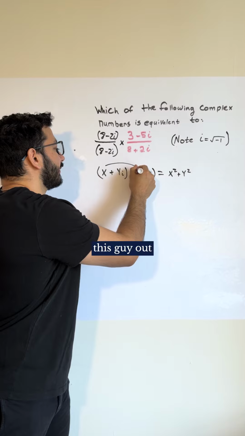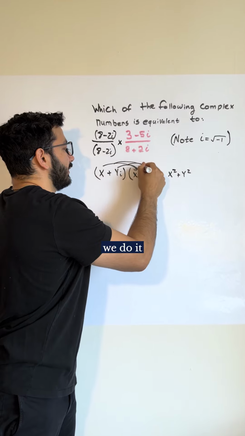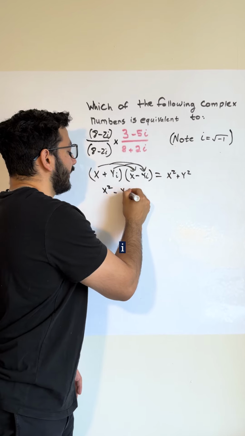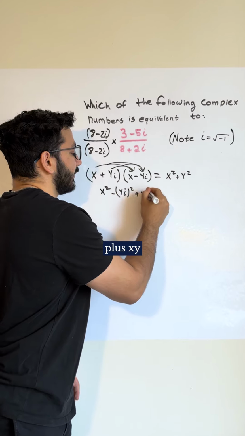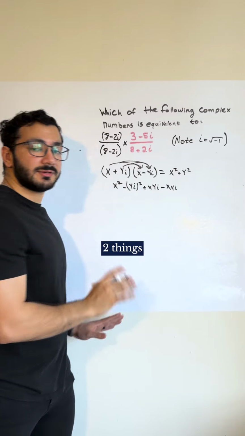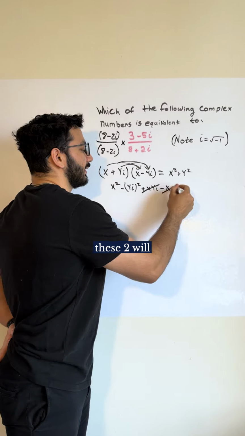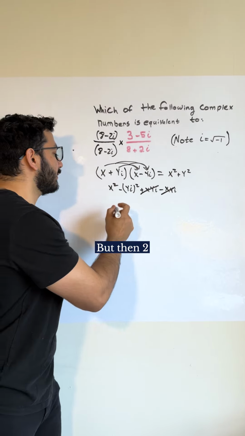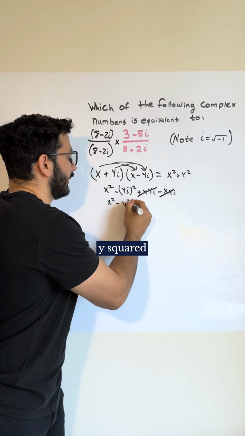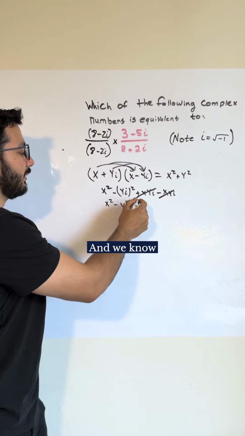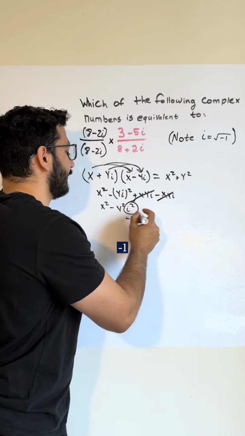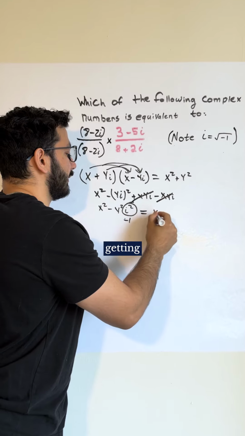So if we were to FOIL this out right here, we do it for each step, that would give us x squared minus xyi plus xyi minus y squared i squared. And there are two things you need to notice. One is that these two will cancel out, but two is that the last term becomes minus y squared i squared. And we know that i is just the square root of -1, so i squared becomes -1. And if we plug that in, we end up getting x squared plus y squared.